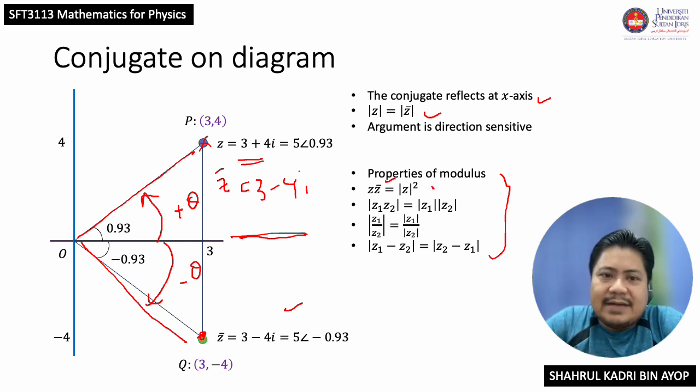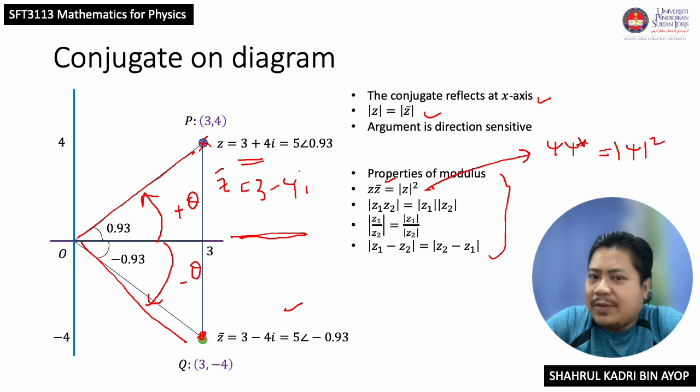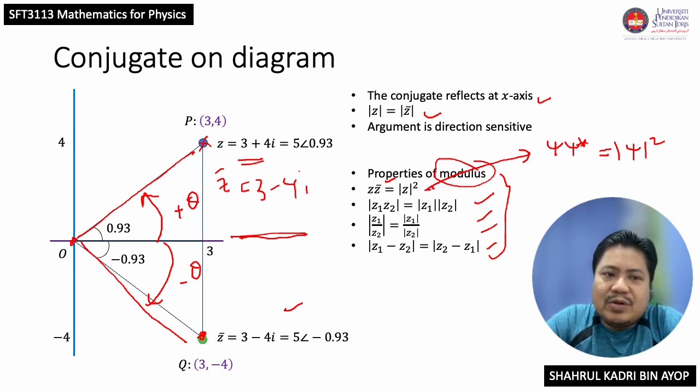These are properties of the modulus involving a complex number and its conjugate. This is usually seen in quantum mechanics. For example, the wave function multiplied by its conjugate is equal to psi squared. So these are other properties of the modulus, which represents the distance from the origin to the complex number.